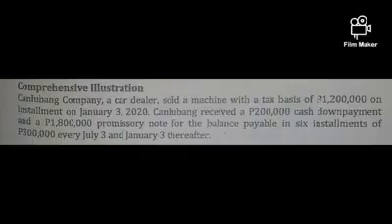Let's have this illustration. Canlubang Company, a car dealer, sold a machine with a tax basis of 1,200,000 pesos on installment on January 3, 2020. Canlubang received a 200,000 pesos cash down payment and a 1,800,000 pesos promissory note for the balance payable in 6 installments of 300,000 pesos every July 3 and January 3 thereafter. Okay, now we'll try to compute for the gross profit on the sale of the machine.